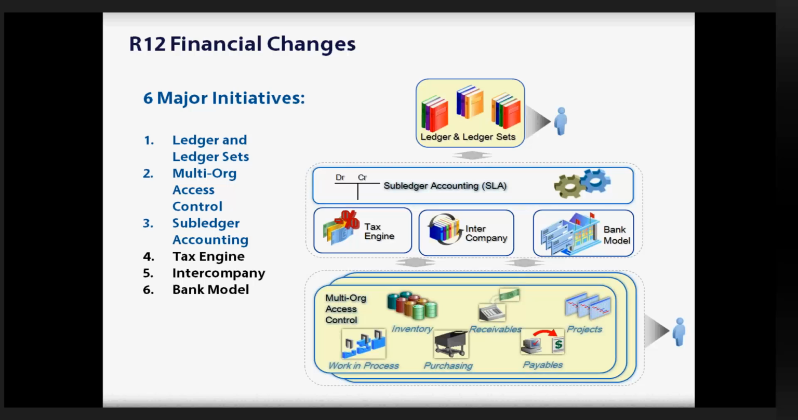The other areas are more process-driven really. The tax engine has all been consolidated into a single place rather than having to set up in different modules. Intercompany has been reworked to make it more efficient and flexible and so on. And the bank model introduces a new payments engine for electronic payments and also brings more information into the trading community architecture. So again, that's more efficient in terms of how you process payments and so on.